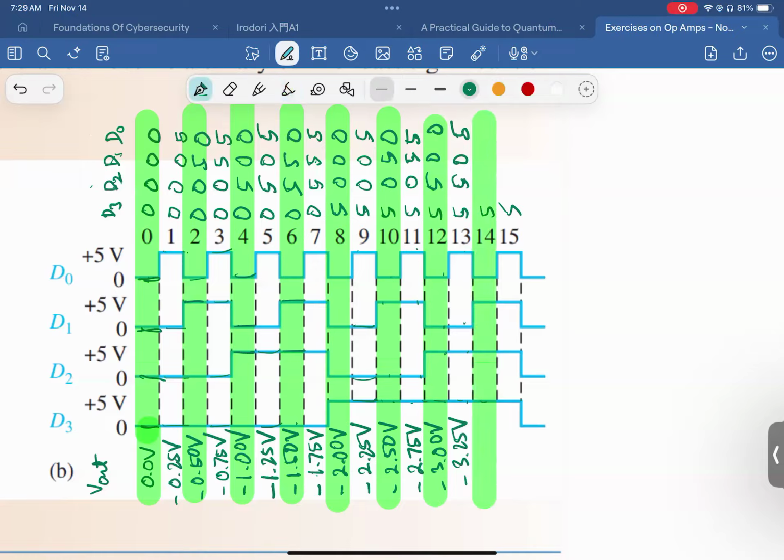And then ito ay 5, 5, 0. So this gives us 0.512. So negative 3.5 volts. And then finally, we have 5, 5, 5. So this gives us negative 3.75 volts.